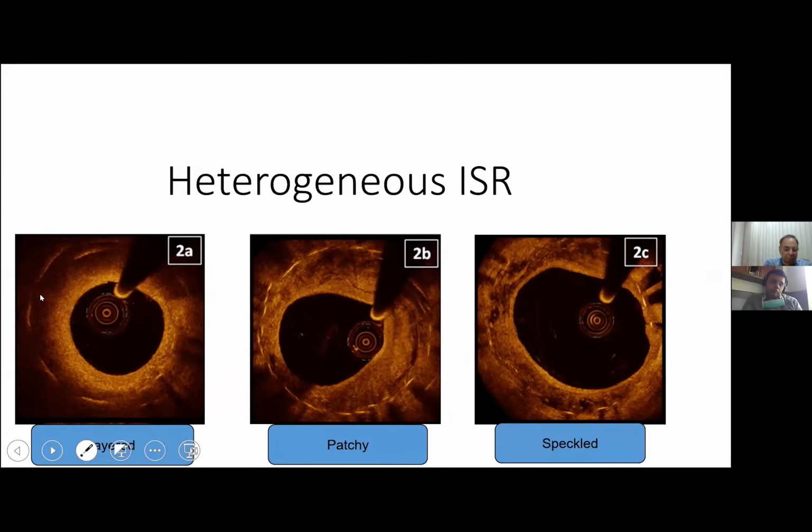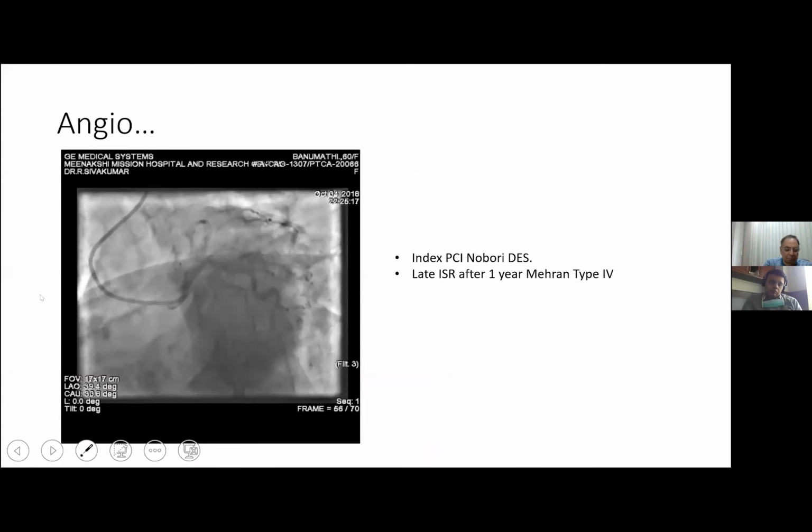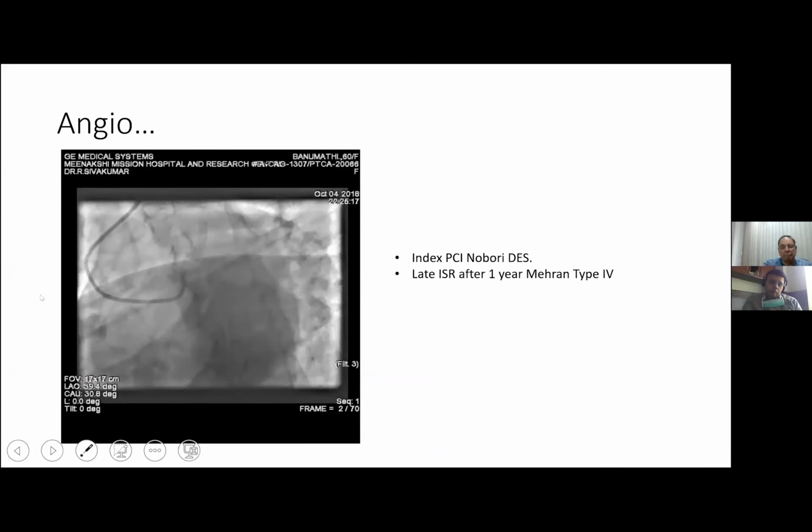We will move on to the next pattern, which is called heterogeneous, which has three different subsets: layered, patchy, and speckled. I can take you through a case. The index PCI was done with a Nobori stent, with a period of 1 year, presenting with late ISR. Again, it was totally occluded.